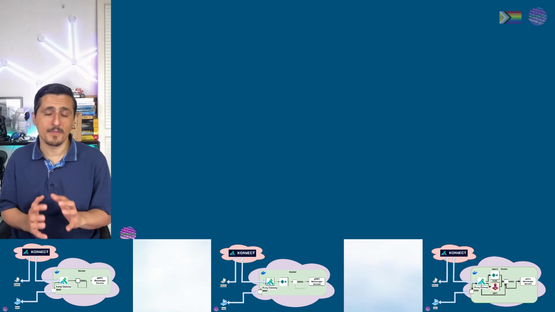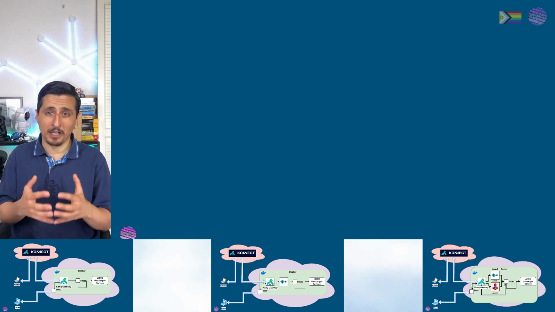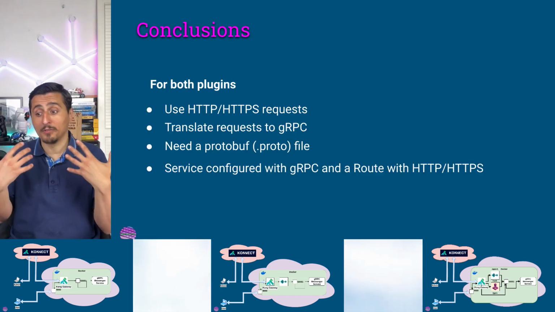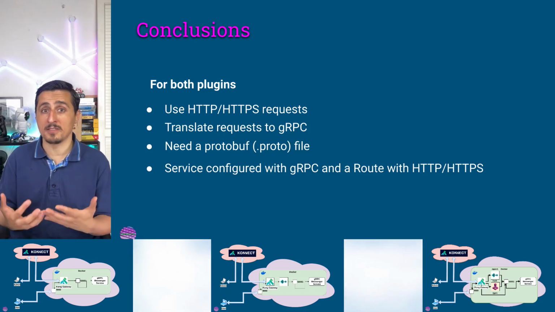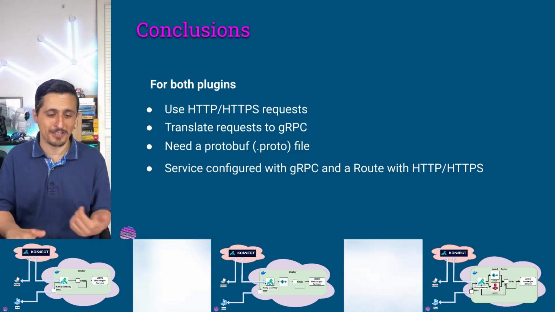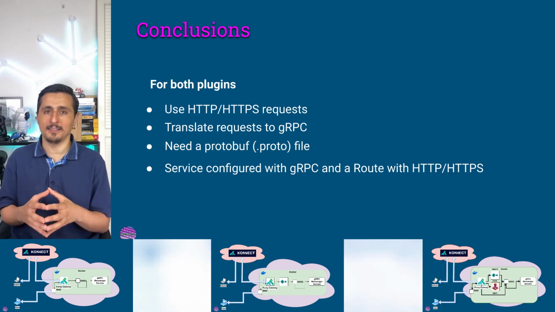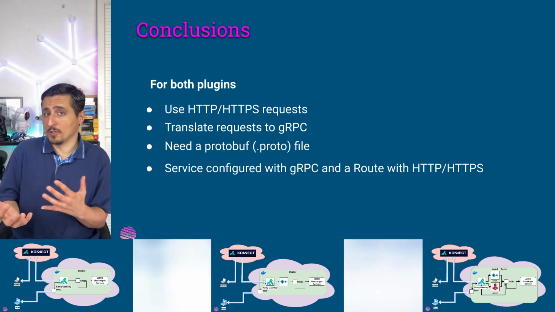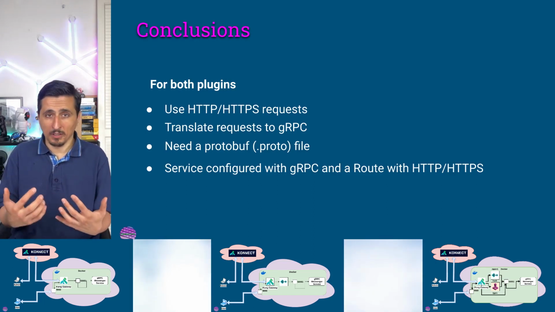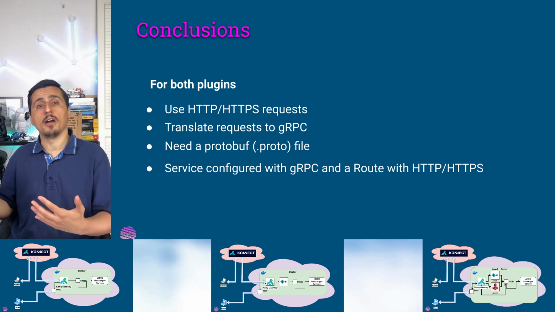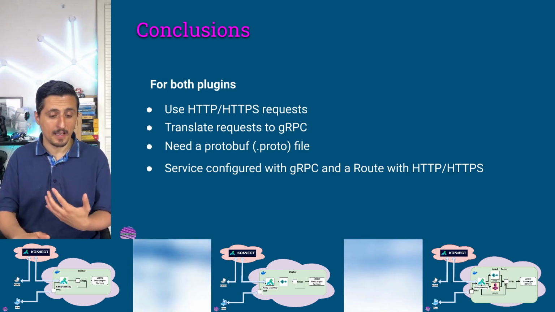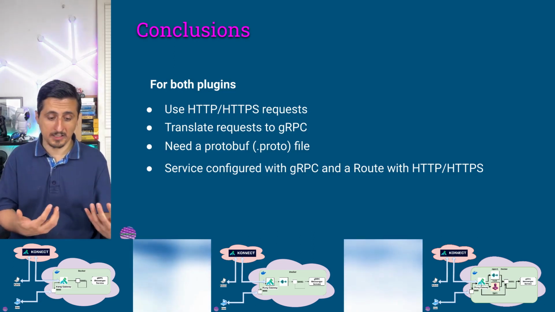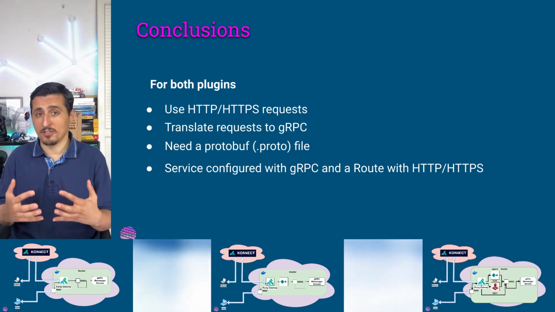They have different names, so let's now draw some conclusions about our experience and see how that could play out in future developments where you may want to use these plugins. For both plugins, we see that they use HTTP requests, so they make a conversion. For example, if it is a JSON request, it does a translation to a gRPC request, and that is the same for the gRPC web requests. They both make translations to gRPC.